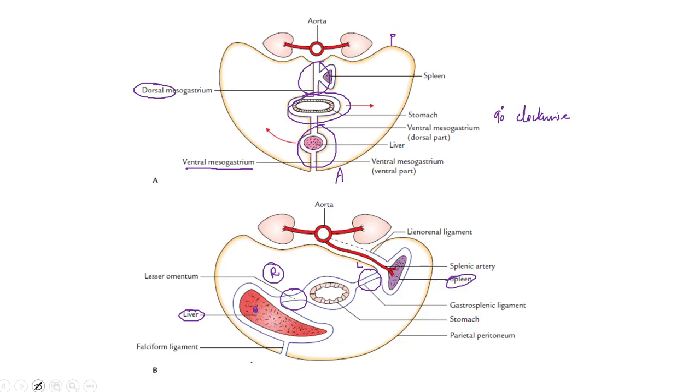Between the anterior abdominal wall and the liver, we have the fold of peritoneum called the falciform ligament. Between the liver and the stomach, we have the fold of peritoneum, the lesser omentum, both of which are derivatives of ventral mesogastrium. This you must know.